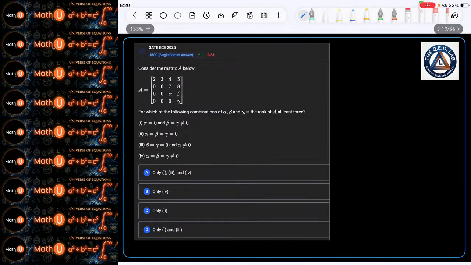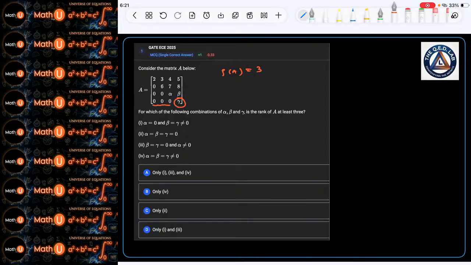We will do some questions from previous years, from 2025. This is a question. Consider the matrix A. Which of the following combinations of alpha, beta, gamma makes the rank of A at least 3? The rank of the matrix A is at least 3. That means we should find alpha, beta, gamma values. We get the rank of the matrix should be equal to 3.